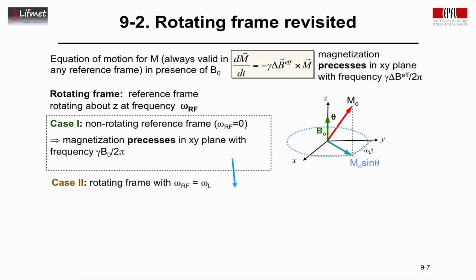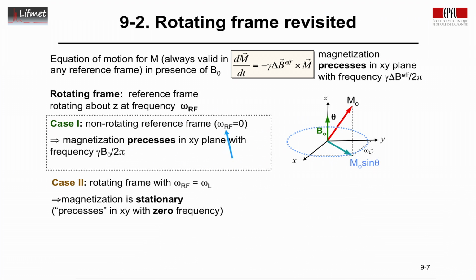Now we'll take the second case, the rotating reference frame. We place ourselves into the rotating reference frame that rotates exactly with the Larmor frequency. In this rotating frame, as we are rotating exactly with the magnetization, the magnetization is by definition stationary. It does not move, or in other words, it precesses in XY with 0 frequency.